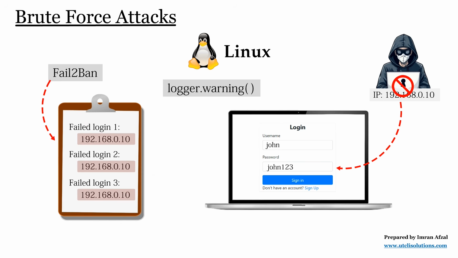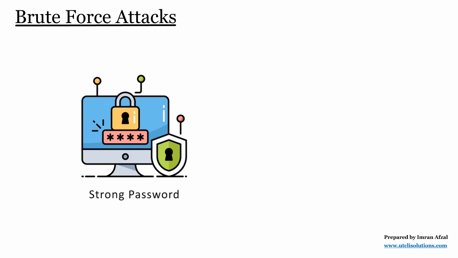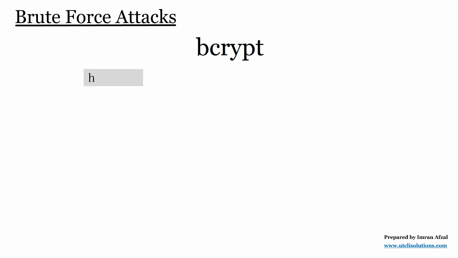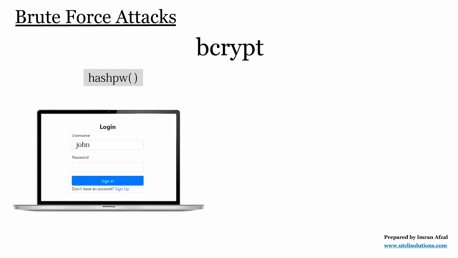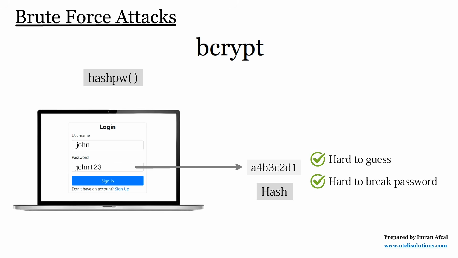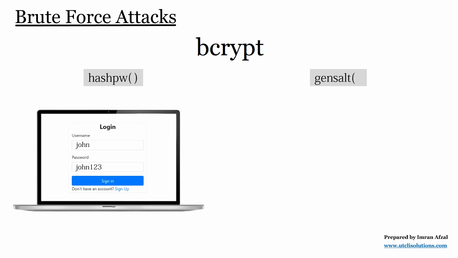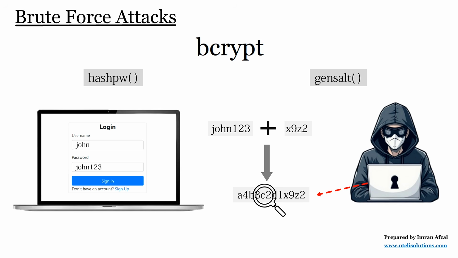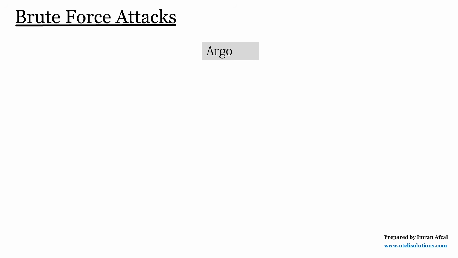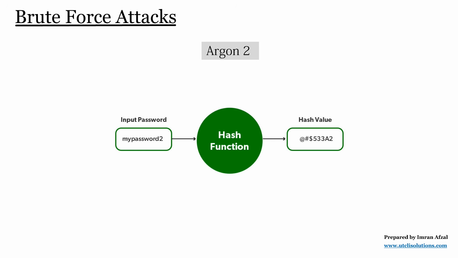Another way to stop brute force is to make passwords very strong. We use a library called bcrypt in Python for this. We use the hashpw function from bcrypt to change a normal password into a special code called a hash. This makes it very hard to guess or break the password. We also use a function called gensalt from bcrypt to add extra random text to the password before hashing it. If a hacker tries brute force on these hashed passwords, it takes a very long time. Another strong library is Argon2, which is also used for password hashing.